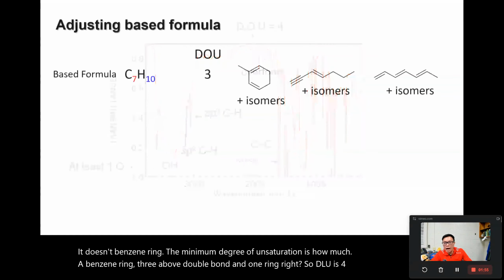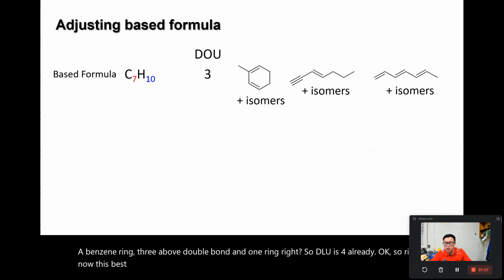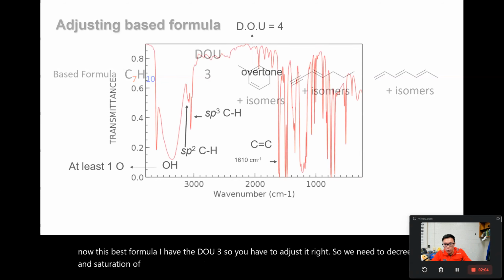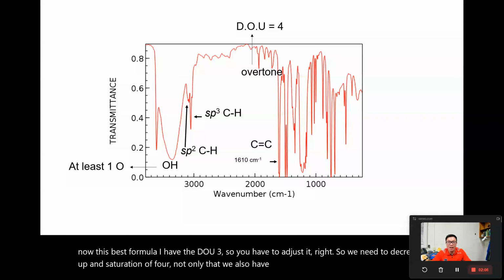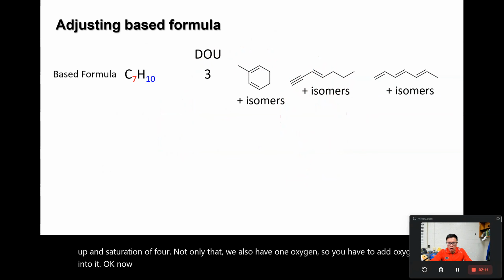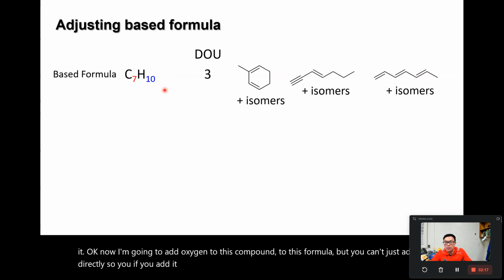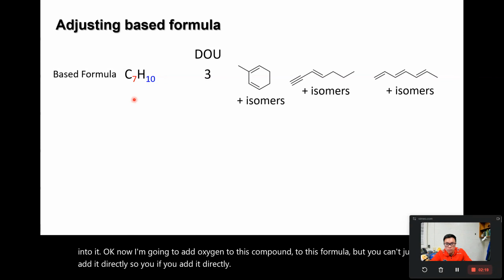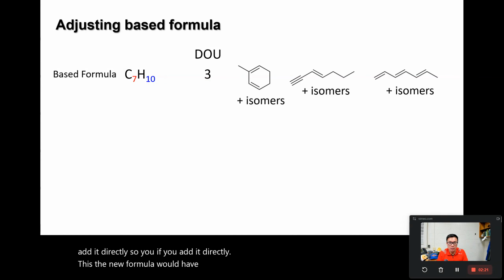Okay, so right now this base formula has a DOU of 3, so you have to adjust it, right? So we need a degree of unsaturation of 4. Not only that, we also have 1 oxygen, so you have to add oxygen into it. Now I'm going to add oxygen to this formula, but you can't just add it directly. If you add it directly, the new formula would be heavier than 94. You have to subtract.